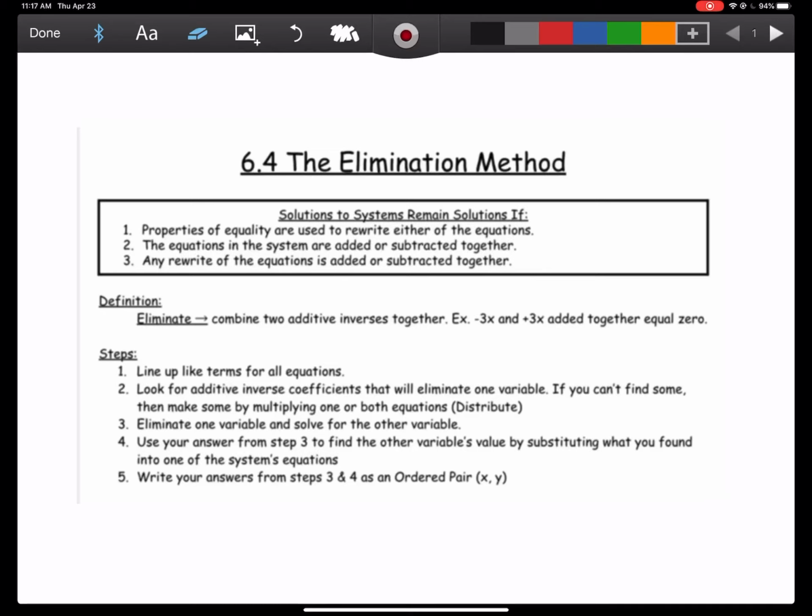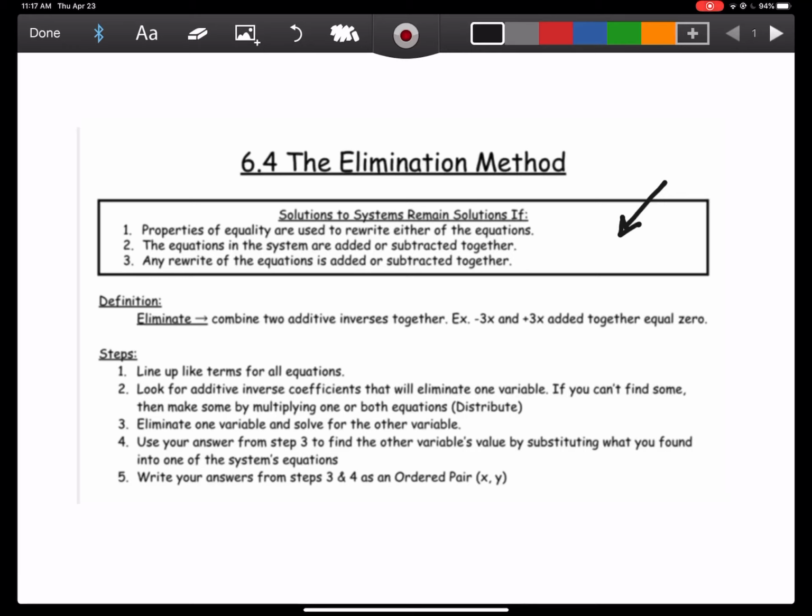Okay, these are the notes on 6.4, the elimination method. So we're going to start out with something we saw on Kirk's notes, and that was the solutions to systems remain solutions if properties of equality are used to rewrite either of the equations. So we're looking right here.